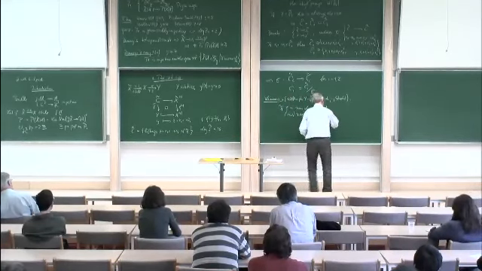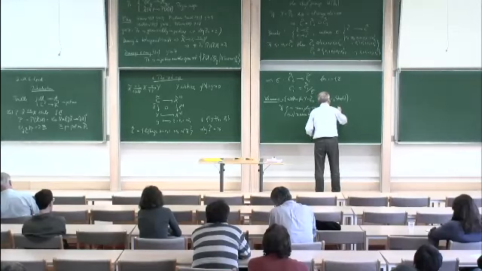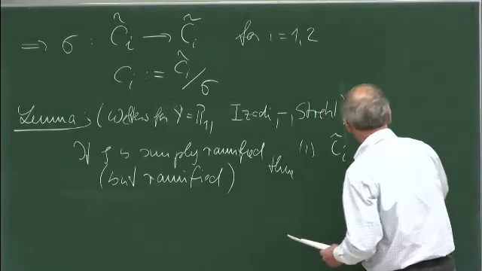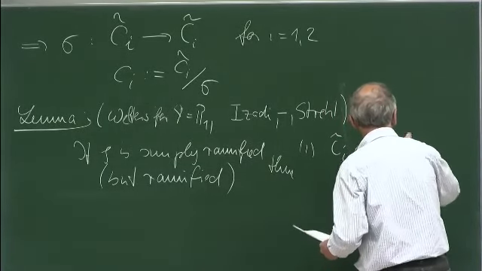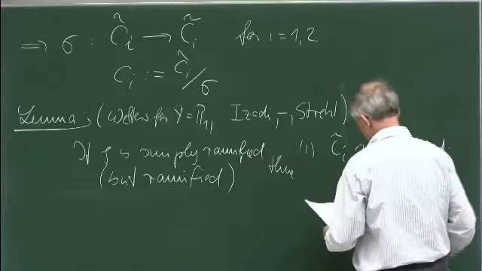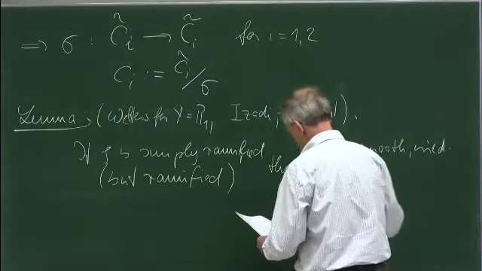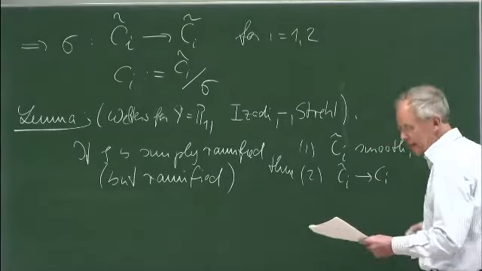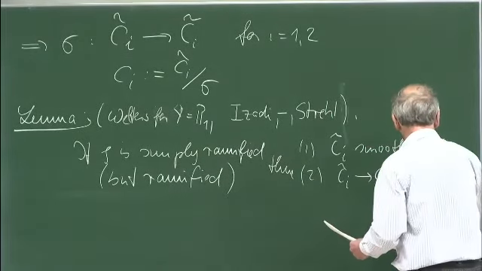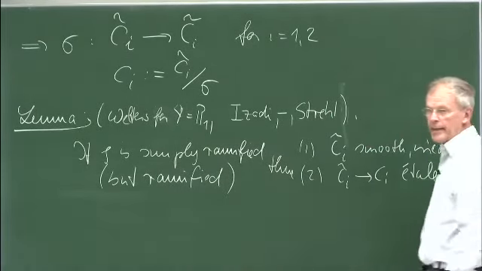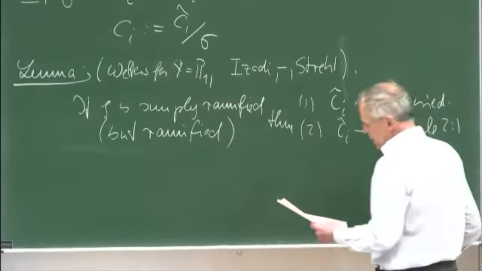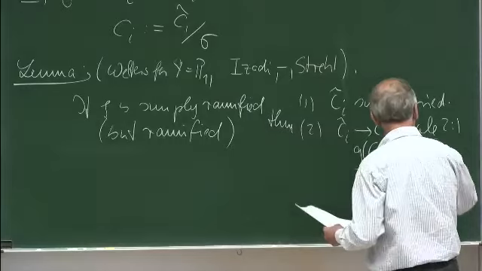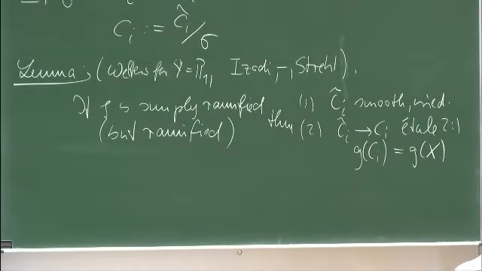Then, first of all, we have that Ci tilde is smooth and irreducible. And secondly, we have that Ci tilde over Ci is an étale double cover, étale 2 to 1, right? And moreover, the genus is the same: g of Ci is equal to g of X for i equal to 1 and 2.